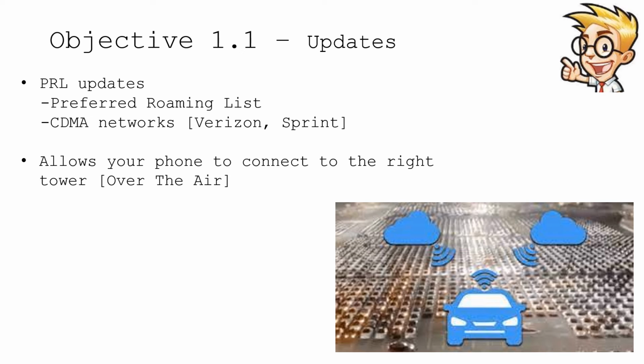Many of the updates for our mobile devices occur in the operating system or the device itself. One of these updates is a PRL update. This is a preferred roaming list that allows your phone to understand where all of the appropriate towers are for the network that it happens to be using. This can be updated over the air, so you may see that your phone is performing an OTA update. And if that's occurring, it may be because a preferred roaming list needs to be changed on your device.